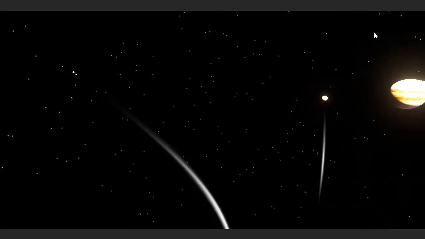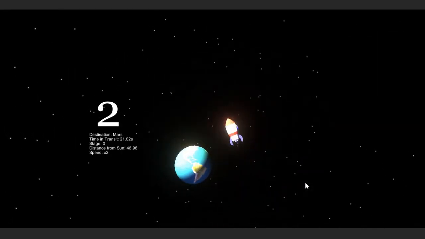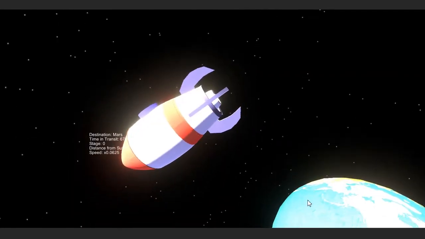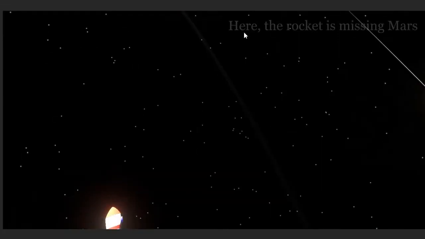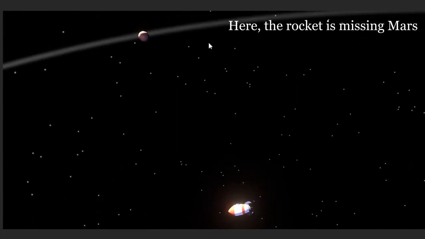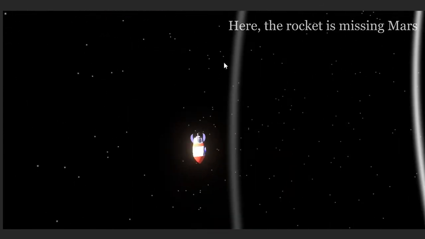So in this simulation, you can speed up the passage of time by pressing 2 and slow it down by pressing 1 to find the right timing to send the rocket to Mars. It is incredibly hard to get this exactly right by eye, which is why NASA uses exact calculations in order to ensure nothing goes wrong.